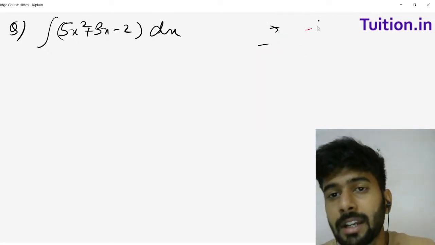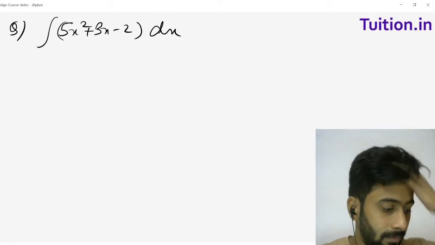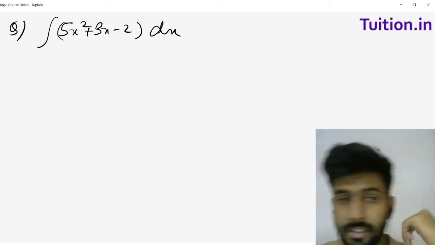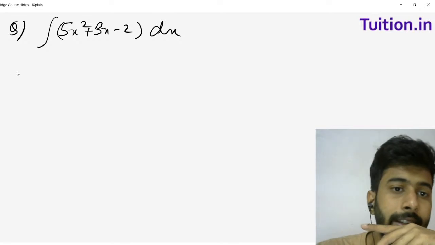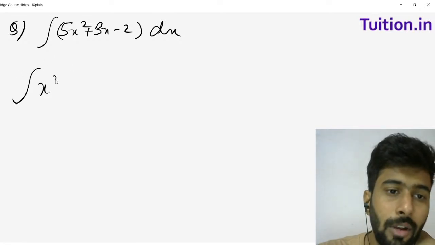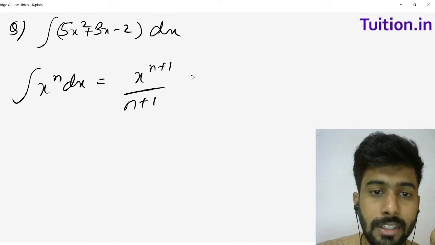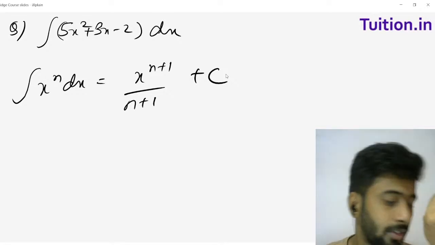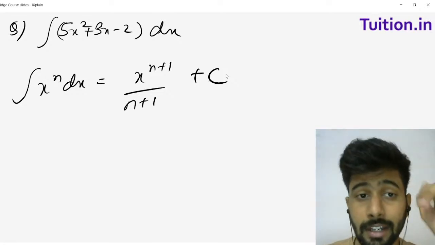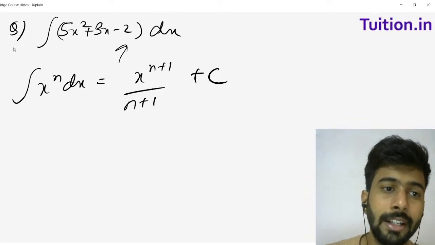When these two chapters come, then you will start getting a little nervous. So how do you integrate this? What all formulas do we need? We just need this one formula: x power n plus 1 by n plus 1 plus c. This is, I think, the first or the second formula in the list of the 10 formulae that I gave you. And with this, you can solve this problem. You don't need anything else.